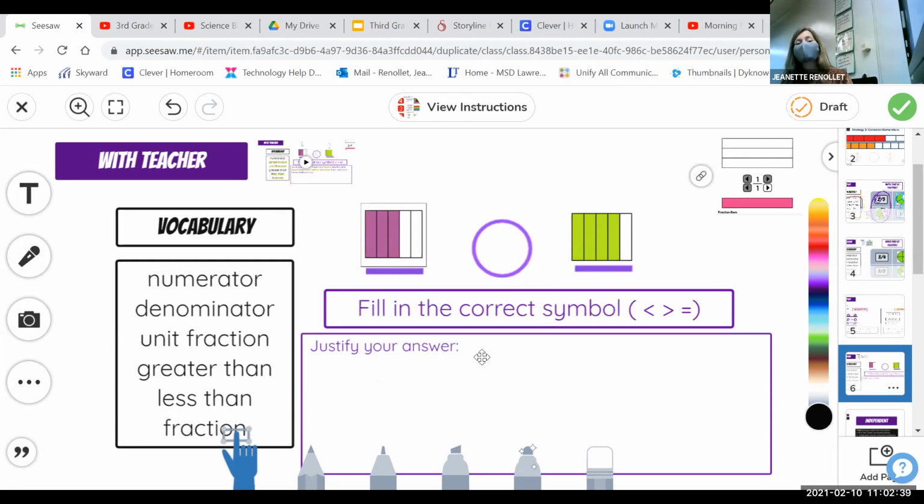We are going to fill in the correct symbol and we're going to justify our answer. Remember, justify is a word that means explain yourself, prove it. And we use our math vocabulary to prove our knowledge. Here we go. Take a look at these 2 models.